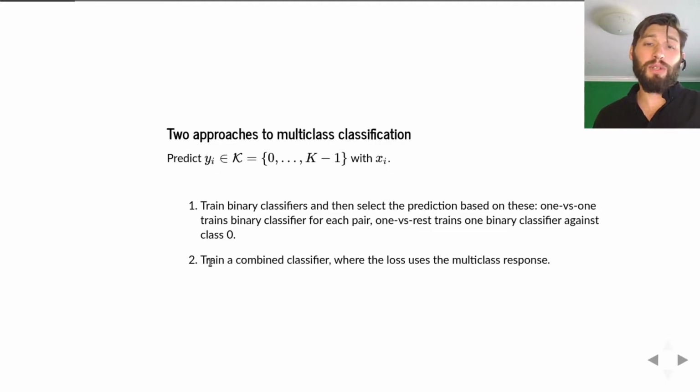The second main approach is to train a combined classifier. Particularly, there's nothing stopping us from using a loss that uses the multi-class response, just like our losses for binary classification used the binary response. And we'll talk a little bit about that as well.